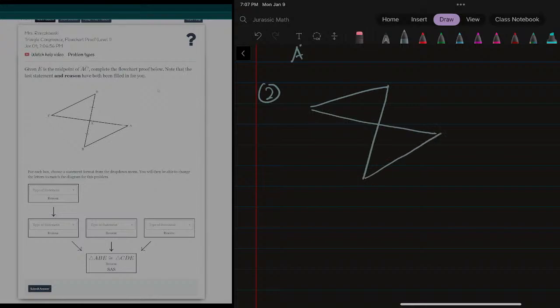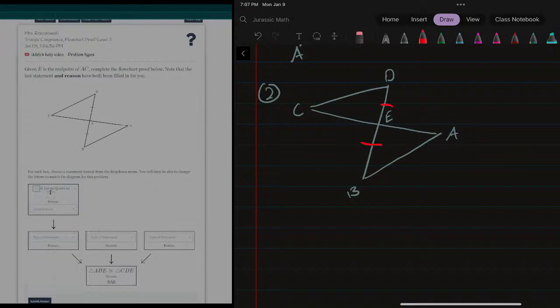A, B, C, D. A, B, C, D, E. We are given that this and this are the same. Now, what we are going to do is our first one is going to be our given statement. E is a midpoint. So where is it? Boom. Letter E is a midpoint of AC. That's a given.